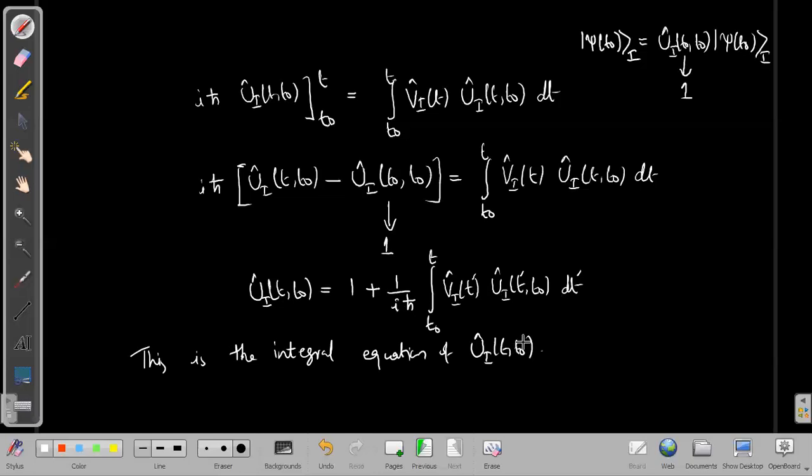One point to note is that till now we have not made any kind of approximation. Next we are going to apply the approximation. So what we'll do is copy this integral equation of U_I.